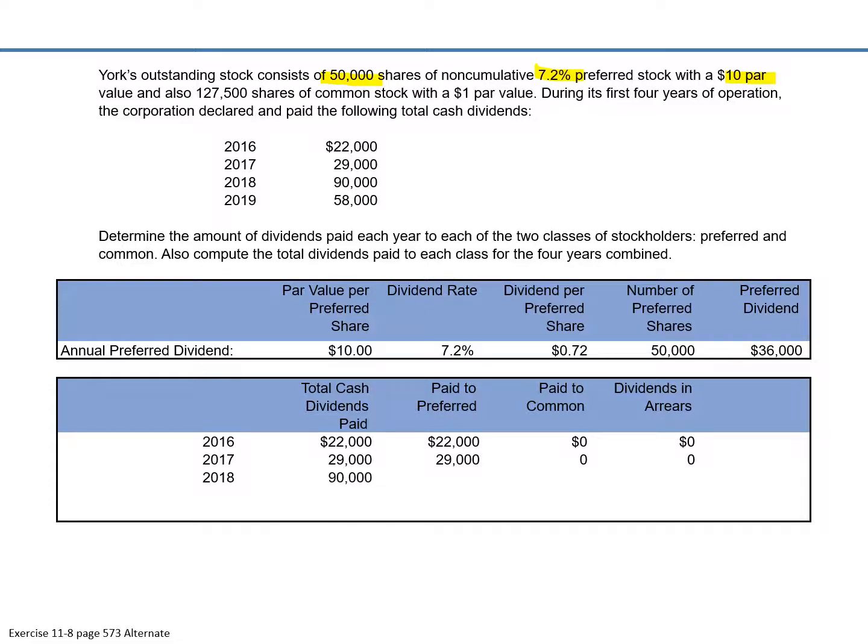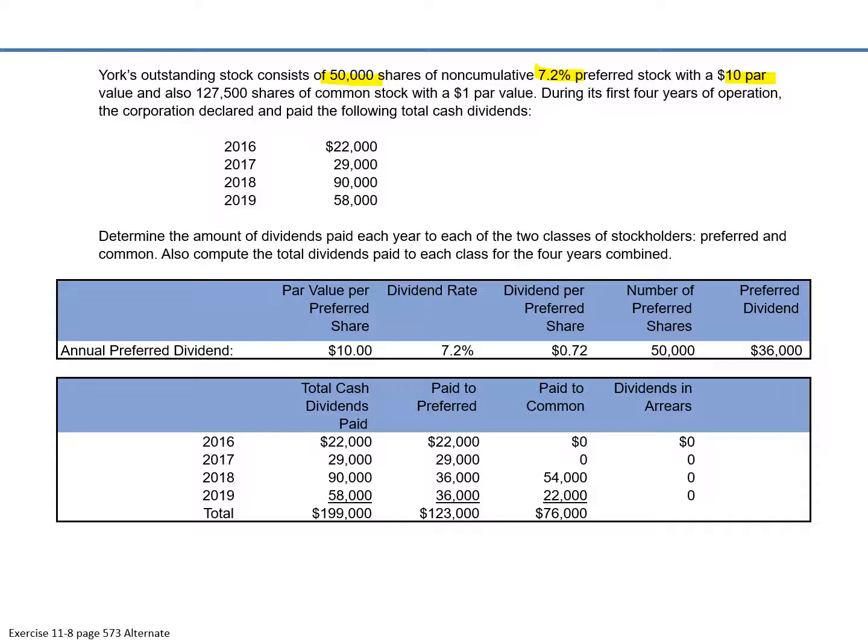In 2018, we paid $90,000, so we're going to pay our preferred shareholders $36,000. The remaining $54,000 will get paid to our common. We have no dividends in arrears. And then in 2019, we have $58,000 that we paid total. So $36,000 gets paid to our preferred. The remainder gets paid to our common, so that's $22,000. No dividends in arrears again because it's non-cumulative. If you sum them up, we paid total $199,000 worth of dividends over the 4 years, 123 of which got paid to our preferred, and $76,000 to our common stockholders.